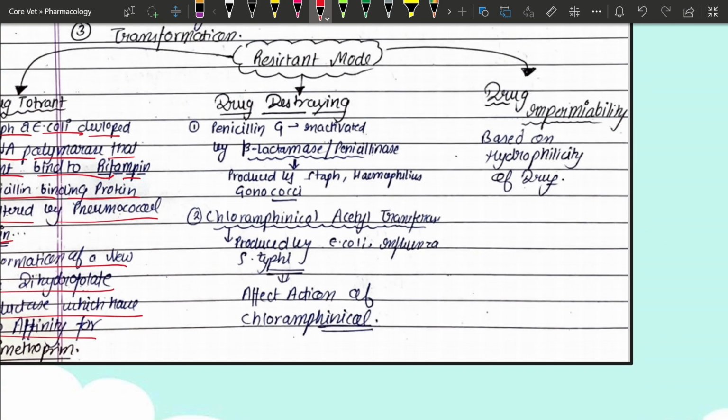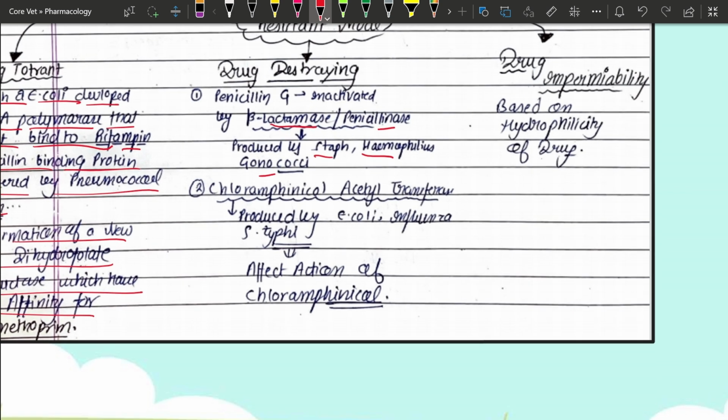Now coming on to the drug destroying property of a certain organism. Certain organisms have enzymes which inactivate the drug. Likewise, penicillin is inactivated by beta lactamase and penicillinase. These are the two enzymes that have the ability to inactivate penicillin, and they are produced by staph, haemophilus and the gonococci.